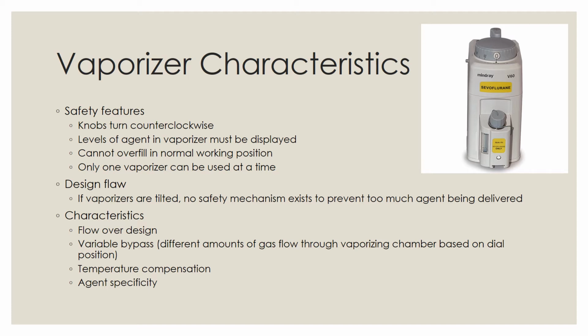So some safety features. All the knobs turn counterclockwise so that you can blindly reach over and turn the knob the same way. The level of agent in the vaporizer must be displayed, which is the level of gas here, which helps to make sure that we don't run out. We cannot overfill in a normal upright working position, so it's impossible to overfill the vaporizer. And then the machines will allow only one vaporizer to be used at a time. If you try to turn two dials on, it's physically impossible.